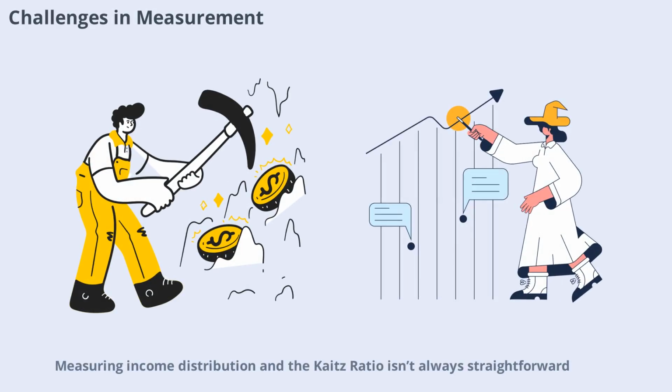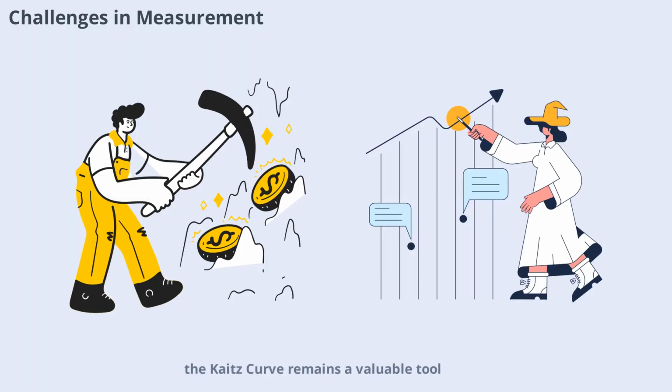Measuring income distribution and the Kaitz ratio isn't always straightforward. Data limitations, differences in wage reporting, and variations in labor market structures can all complicate analysis. Economists must carefully interpret the available data and consider potential biases. Despite these challenges, the Kaitz curve remains a valuable tool for understanding wage dynamics and informing policy decisions.